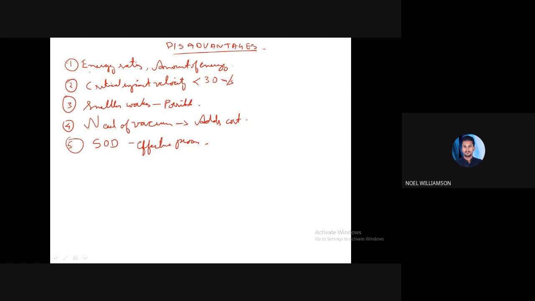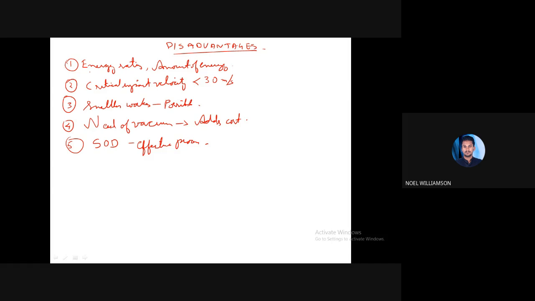So in this process, you can machine or form only the small workpieces. And next is regarding the need of vacuum. So using vacuum, or creating vacuum, only then we will be able to collapse the workpiece towards the die. So this may create additional cost in the operation. So for each operation, we have to maintain the vacuum. So additional cost will be there.